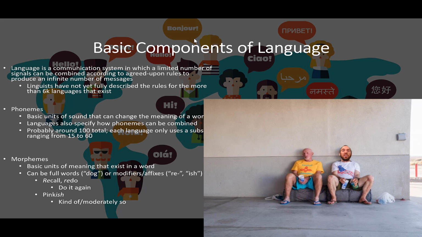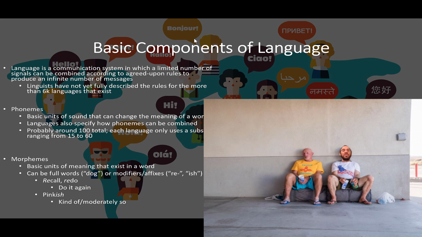Let's begin with the basic components of language and a definition of language. Language is a common system in which a limited number of signals can be combined according to agreed upon rules to produce an infinite number of messages. Linguists have not yet fully described the rules for the more than 6,000 languages that exist.